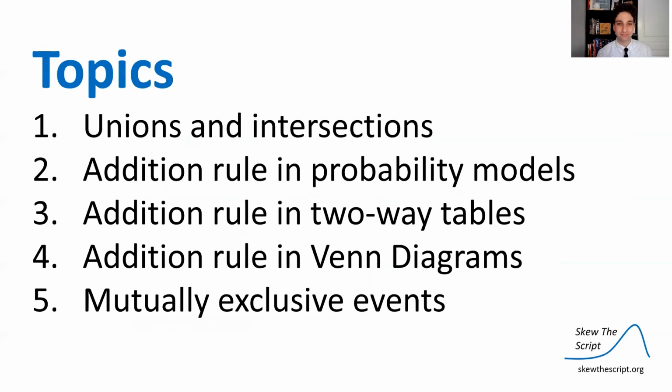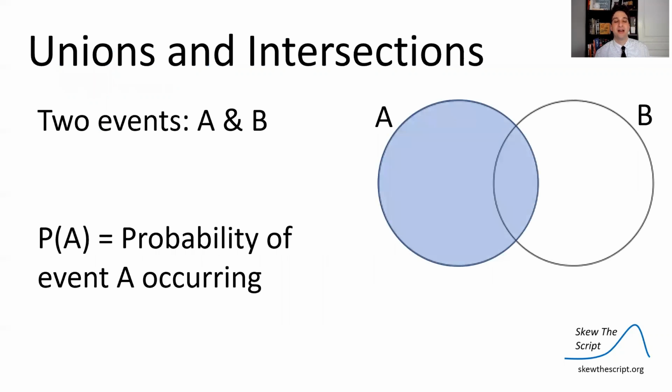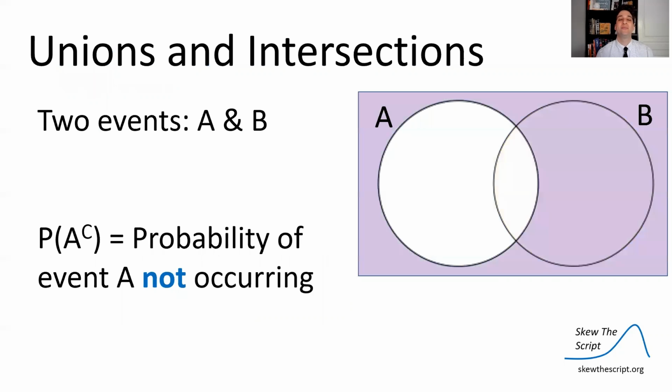Before we get into the topic at hand, let's talk about some probability notation and rules around unions and intersections. So say we have a Venn diagram of two events, A and B. P(A) means the probability that event A occurs. P(B) means the probability that event B occurs. P(A^C) is the probability of event A's complement, meaning the probability that event A does not occur. So everything except for event A.